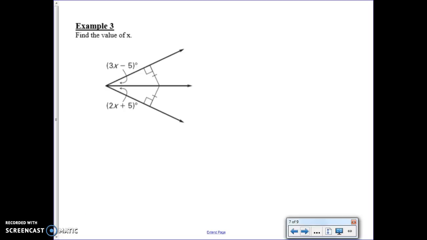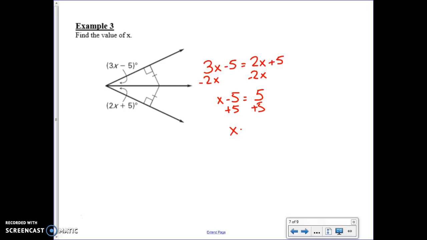This one says find the value of x. Again, I see those two segments are congruent. I see the right angles right where they're supposed to be, so that means those two angles should be the same measure. So I have 3x minus 5 is equal to 2x plus 5. So I'm going to subtract 2x from both sides, and I get x minus 5 equals 5. Then I'm going to add 5, and I get x equals 10.